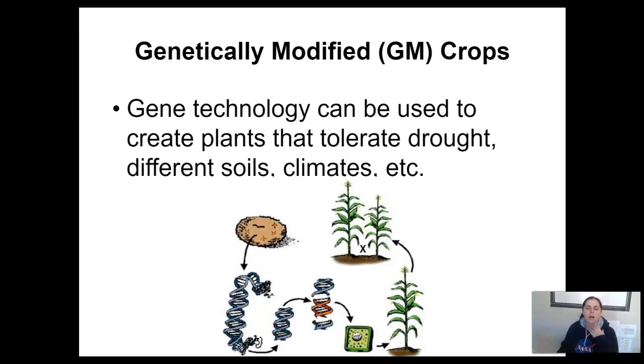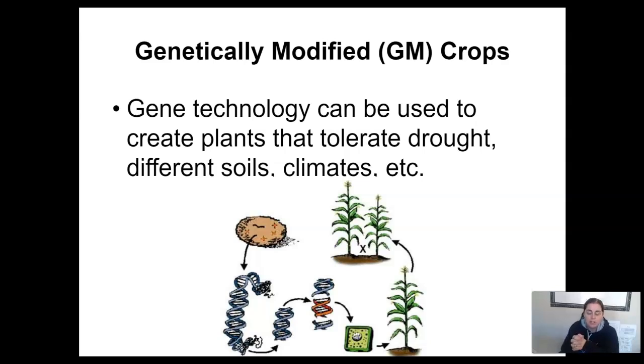So gene technology can be used to create plants which can tolerate drought, which is really important if you look at California's climate changing to being more dry and having more frequent droughts. If we can develop plants that can withstand that and still produce the fruit and veggies that we need to get from it, the yield, then that's probably a good thing for at least the human population.